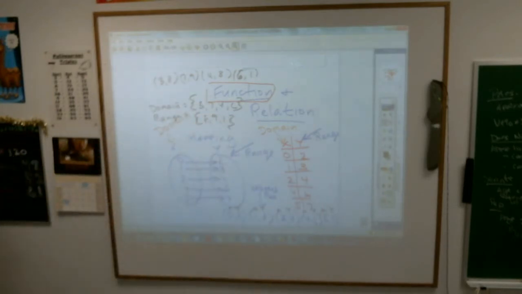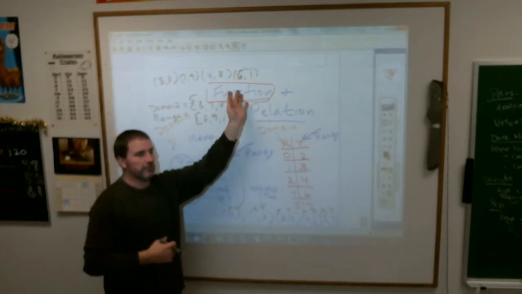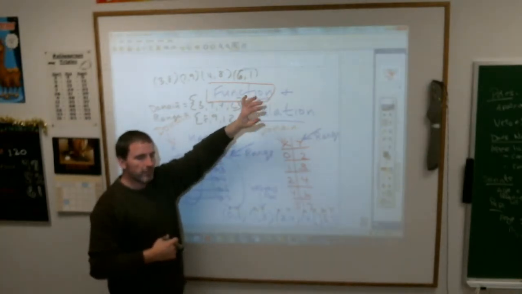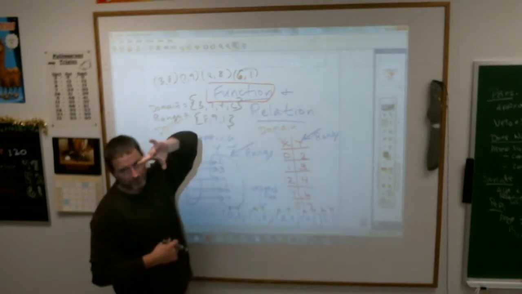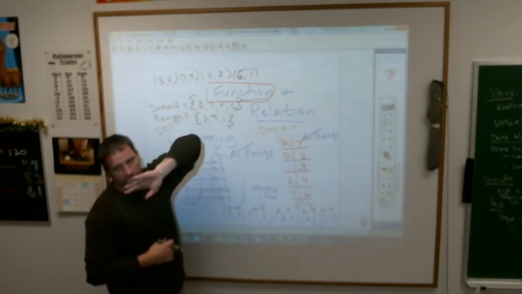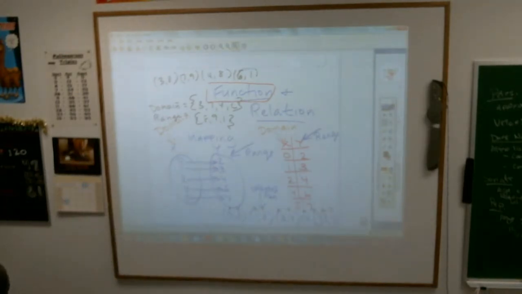Now the question we have is what makes a relation a function? Because functions are a special type of relation. You may remember what it is. It's an interesting sort of thing. Morgan alluded to it. Something to do with the arrow things.